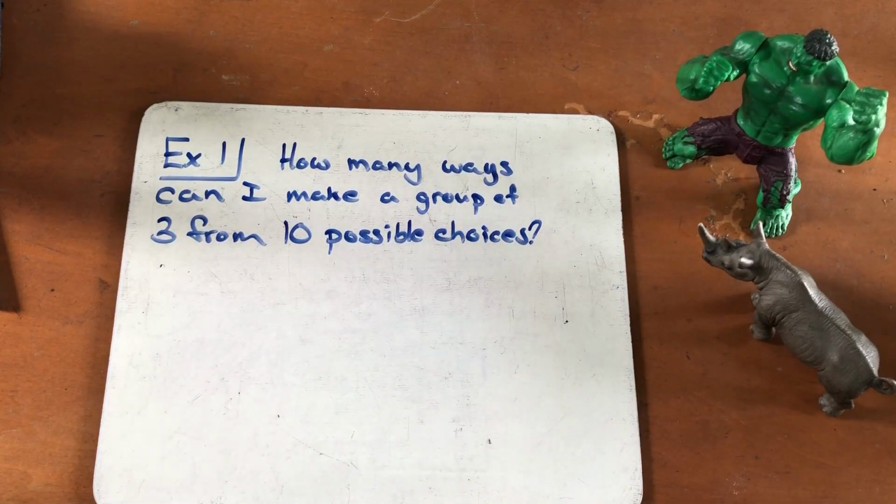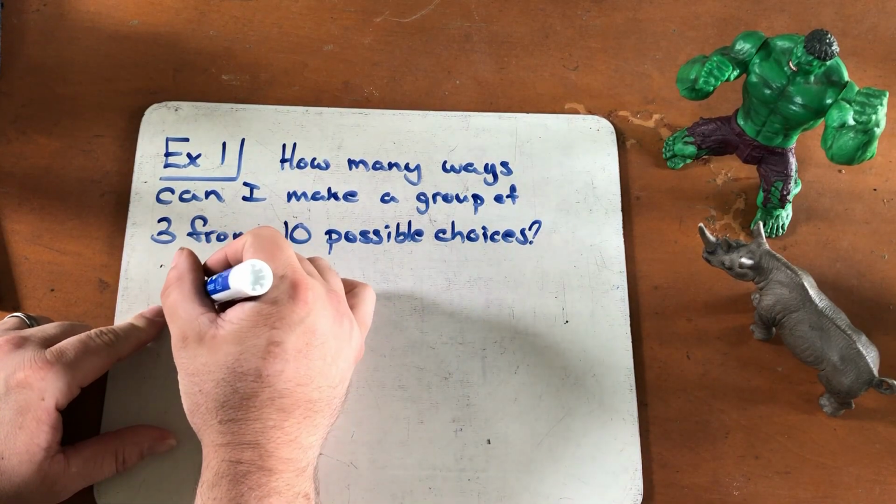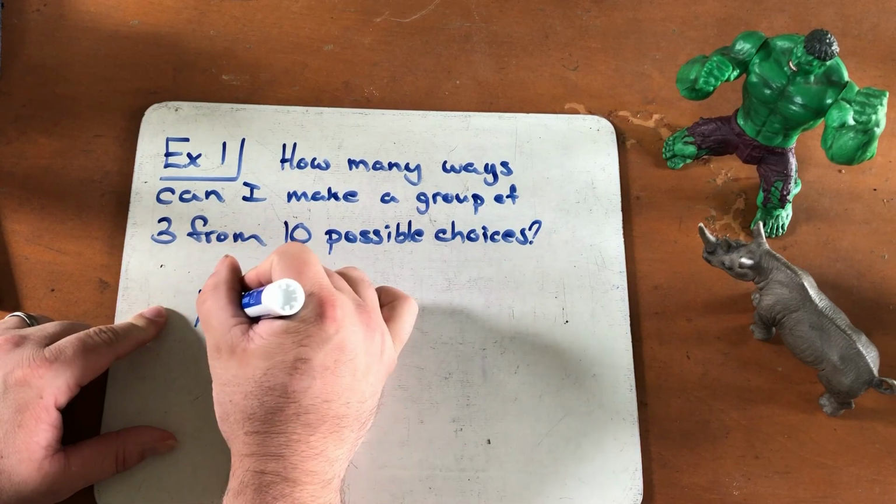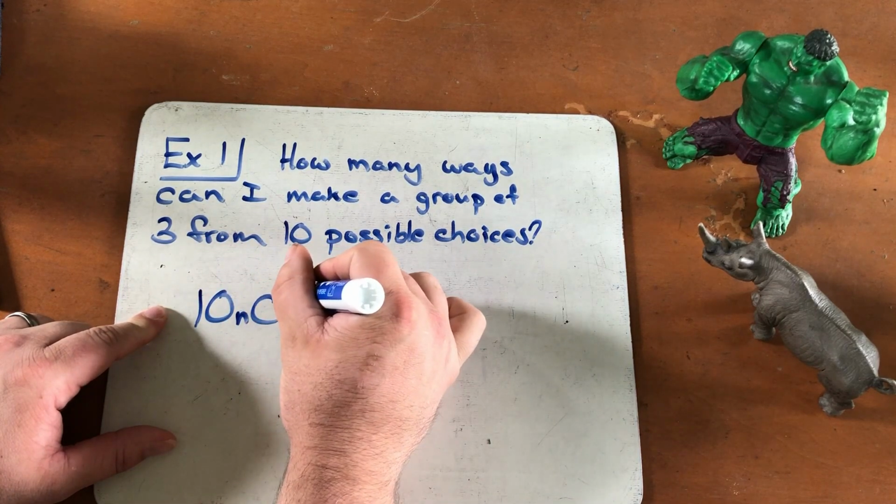Looking at my first example, it says, how many ways can I make a group of 3 from 10 possible choices? Notice it just says a group. There's nothing to specify that the order of the group matters. So we're going to use a combination. The way I'm going to set it up is that my larger number is always written first.